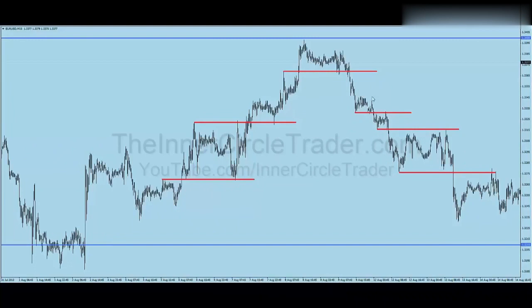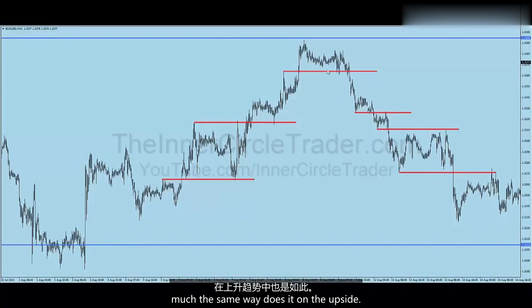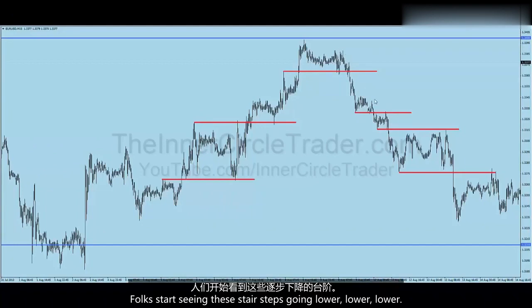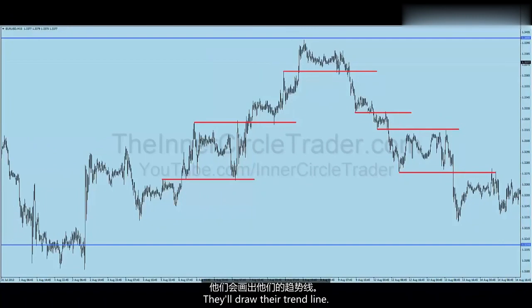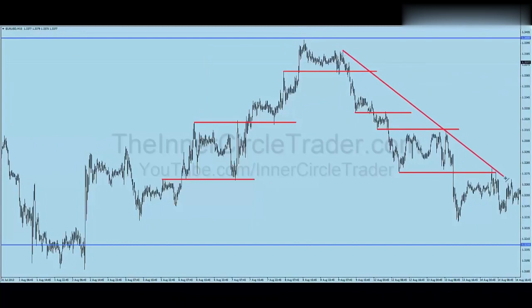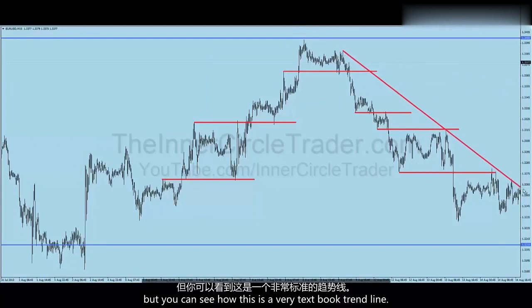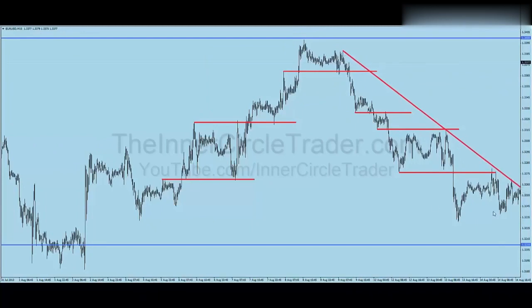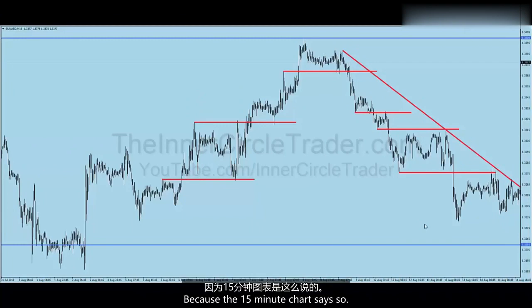In much the same way it does on the upside, the same thing will happen here. Folks start seeing these stair steps going lower, lower, lower. They'll draw their trend line. Again, this is why I'm not a fan of trend lines, but you can see how this is a very textbook trend line. So when price gets here, okay, let's be a seller. Really? Why? Because the 15-minute chart says so, and it's a trend line. Watch what happens.